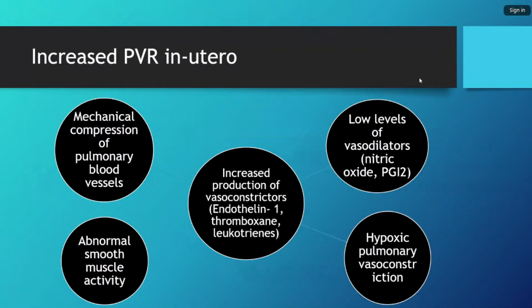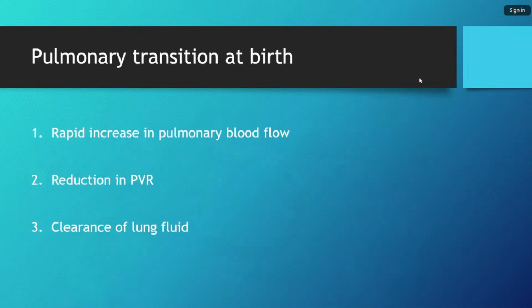Now, what happens in utero? In utero, there is increased pulmonary vascular resistance because of mechanical compression of pulmonary blood vessels due to increased fluid in alveoli. There is abnormal smooth muscle activity. There is increased production of vasoconstrictors like endothelin 1, thromboxane, and leukotrienes. And there is also low levels of vasodilators like nitric oxide and PGI2. And there is hypoxic pulmonary vasoconstriction. This happens in utero. What happens after birth in pulmonary circulation is there is increased pulmonary blood flow, reduction in pulmonary vascular resistance, and clearance of lung fluid.